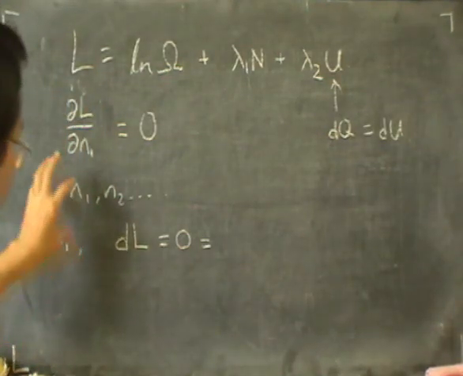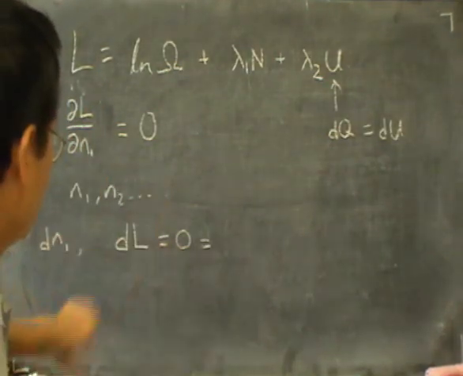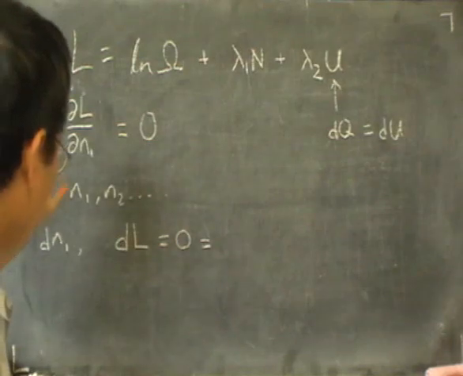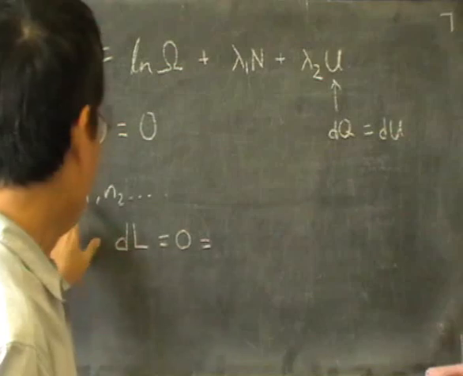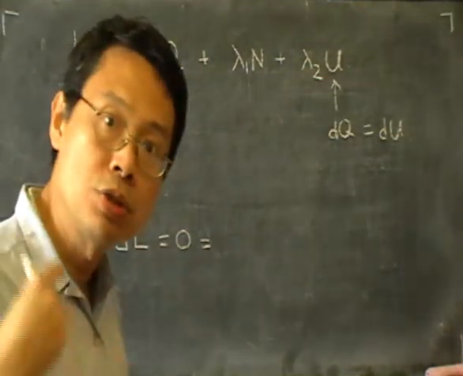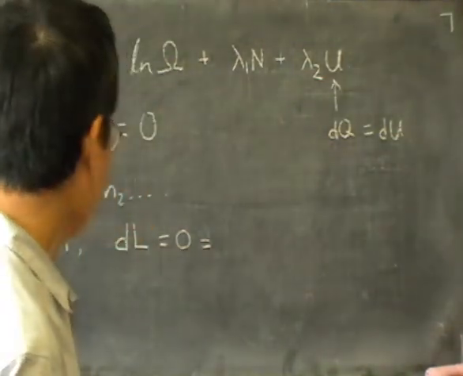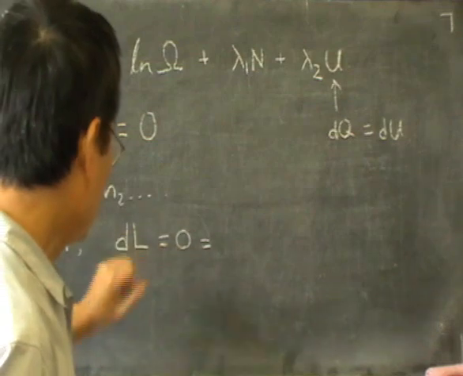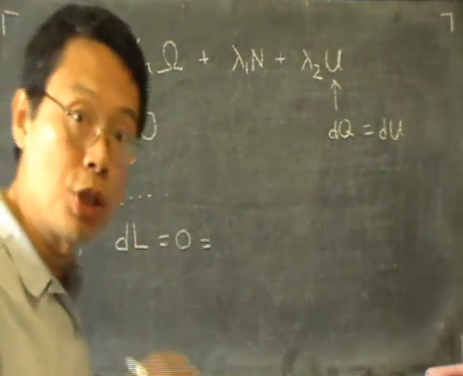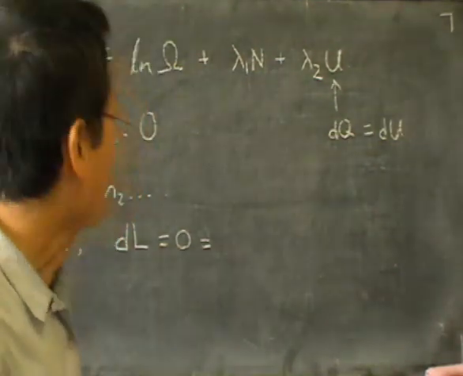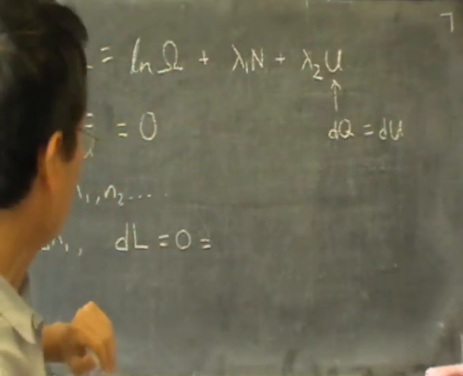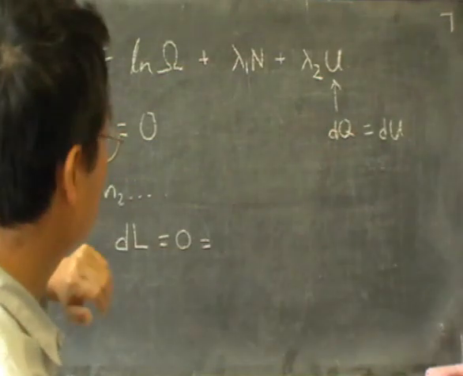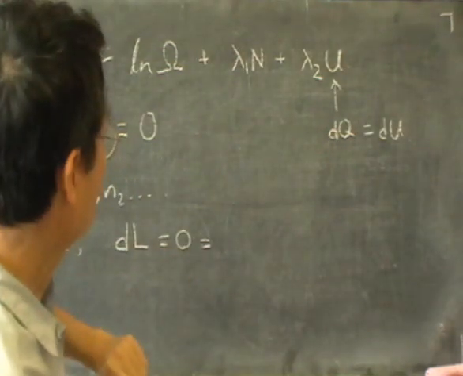But since I'm at the set of N1, N2 where L is the maximum, if any of the N1, N2 change a little bit, L doesn't change to first order, alright, because it's at the maximum. So to the first approximation it doesn't change, so dL remains 0.